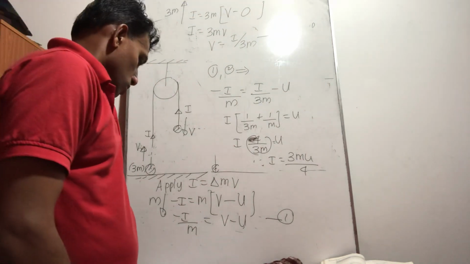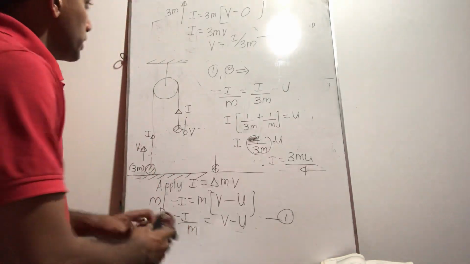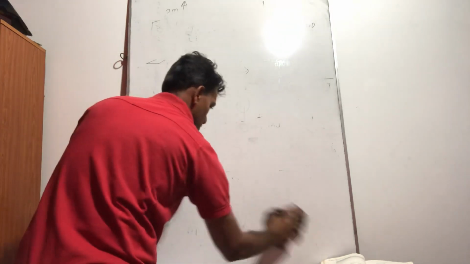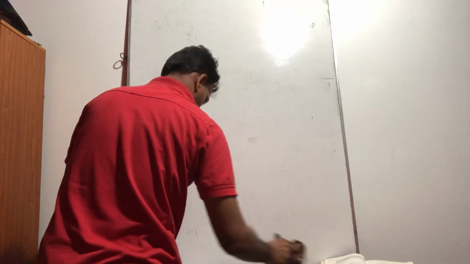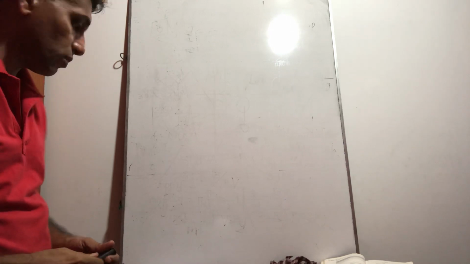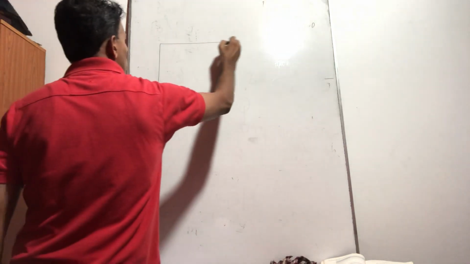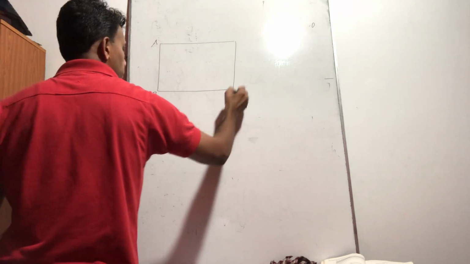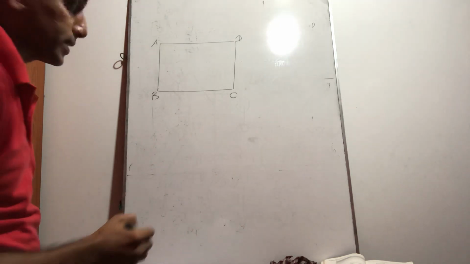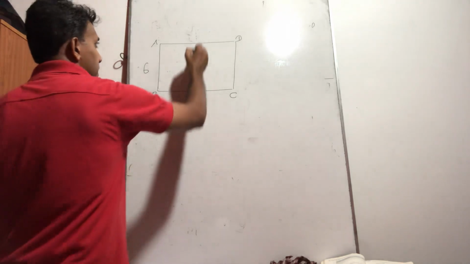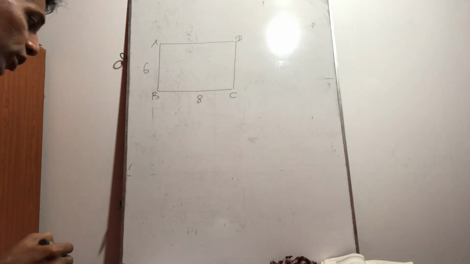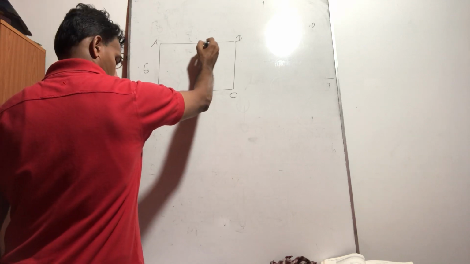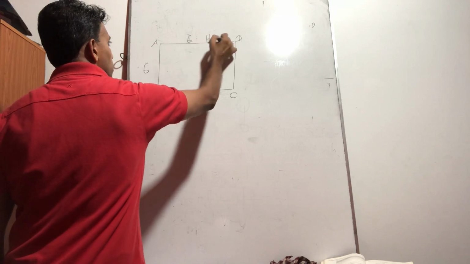Okay, we'll see the next question, problem 8. ABCD is a rectangle, a simple statics problem with coplanar forces. ABCD is a rectangle such that AB equals 6 and BC is 8, and H is a point on AD. AH is 6, so the remainder here is 2.